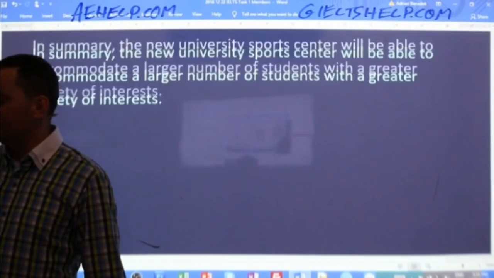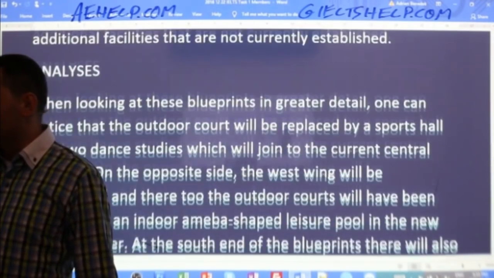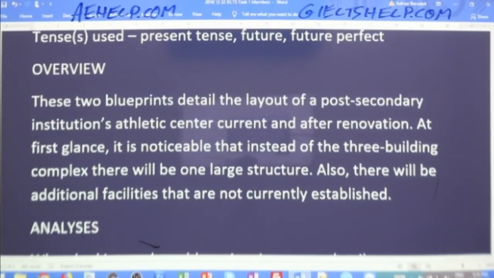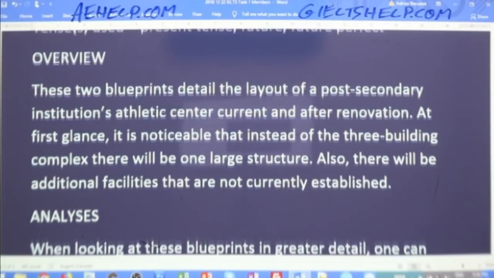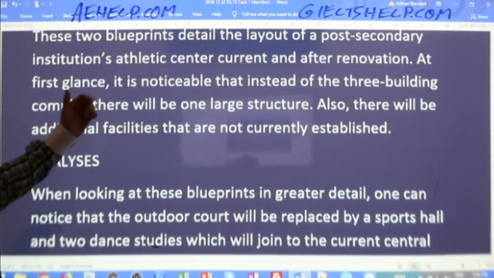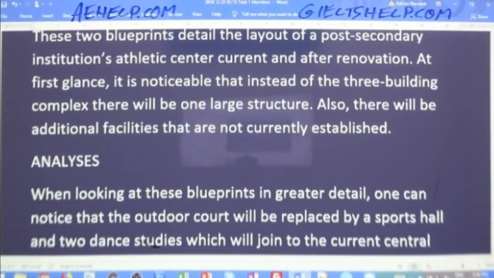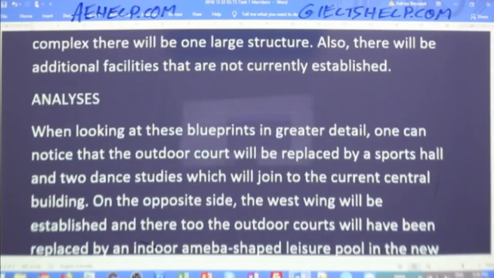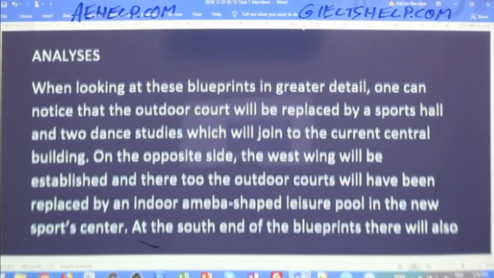All right, let's read this together. I bet you it's about 215 words. Remember, 150 is the minimum. These 2 blueprints detail the layout of a post-secondary institution's athletic center, current and after renovation. At first glance, it is noticeable that instead of the 3-building complex, there will be one large structure. Also, there will be additional facilities that are not currently established.